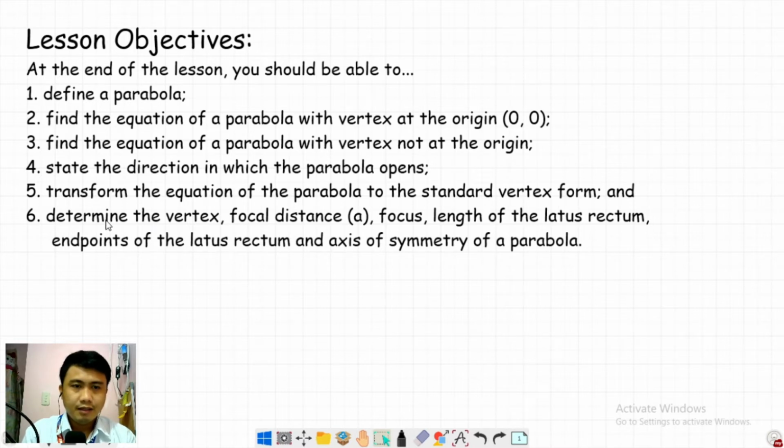Number 6, determine the vertex, the focal distance, focus, length of the latus rectum, the endpoints of the latus rectum, and axis of symmetry of a parabola.